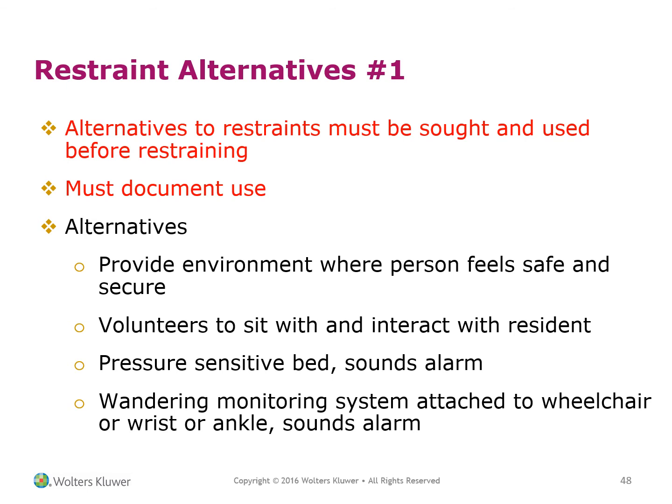Alternatives consist of providing an environment where the person feels safe and secure. Ask a volunteer to sit and interact with the patient or resident that is agitated. Have a pressure-sensitive bed. Have a sound alarm that will alert staff when the patient's walking and maybe should not be or needs assistance. Wandering and monitoring systems that are attached to the wheelchair or the bed, the ankle or the wrist, that sound an alarm before the patient harms himself.